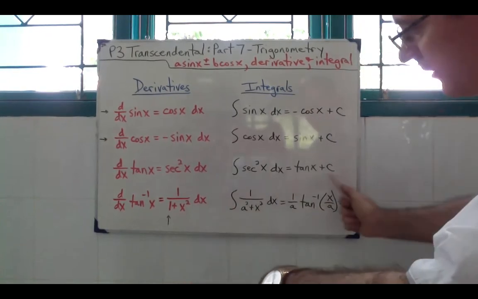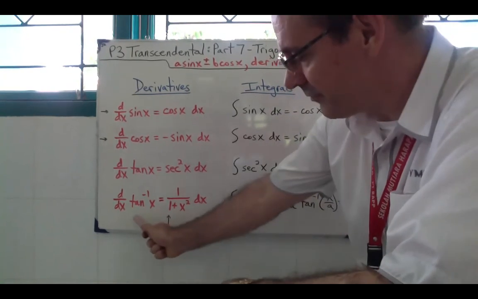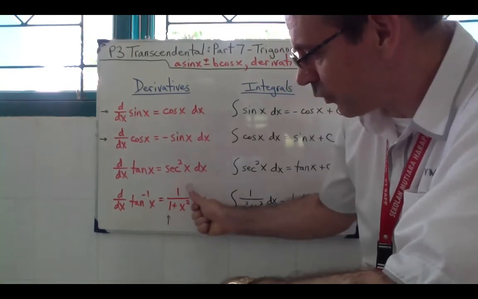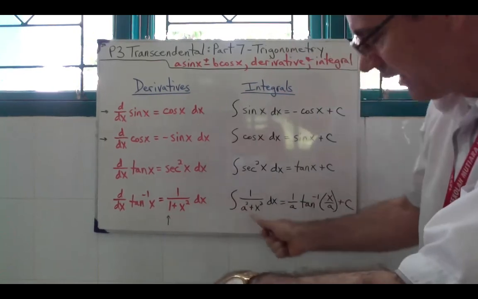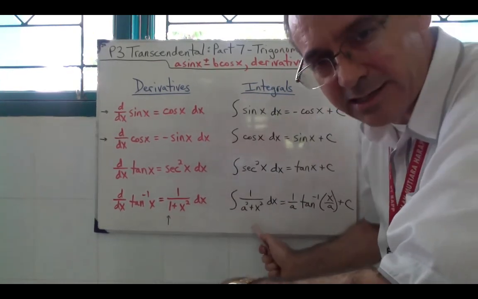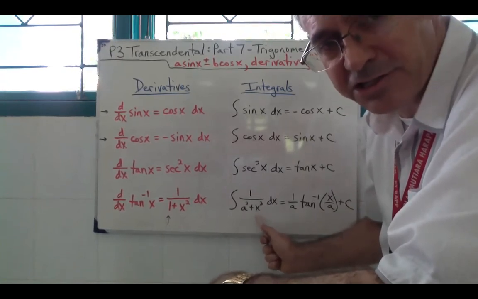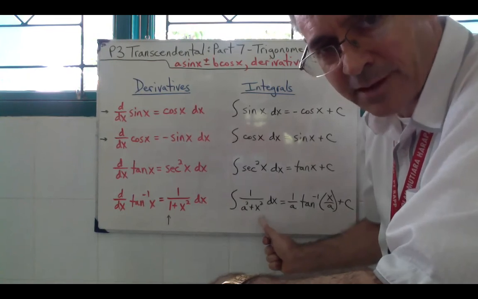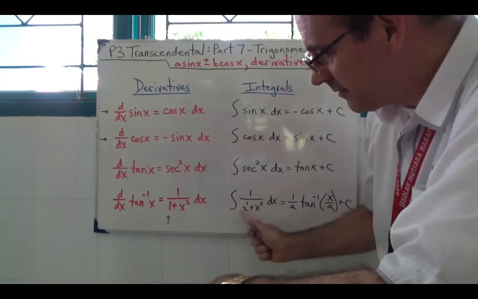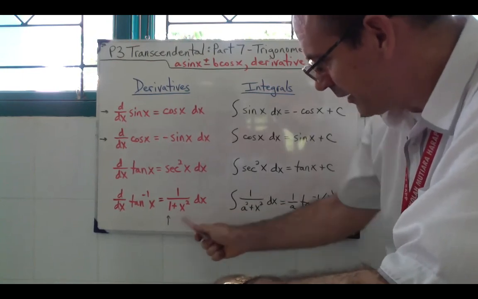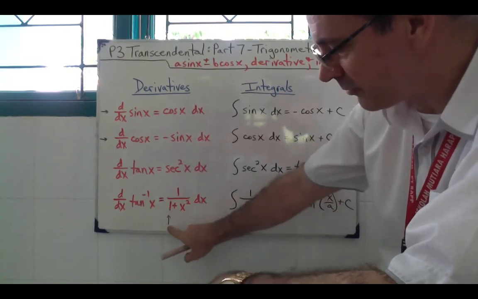Then we get down here to the inverse trig function. Notice the derivative of inverse tangent is 1 over 1 plus x squared. So when you integrate that, you have to recognize that this is not your integration of algebra. This is a special pattern. This special pattern, and notice this a squared is this 1 over here. That's why I put a little arrow here.